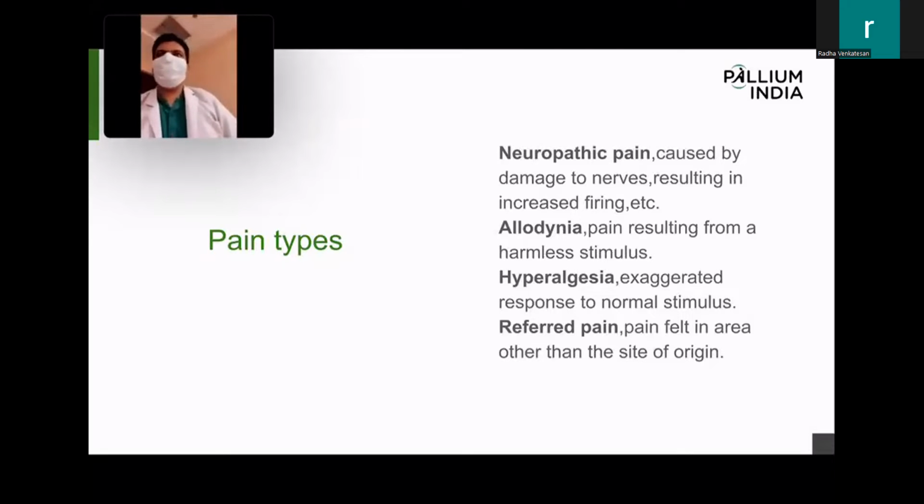Referred pain is pain felt in other areas. A common example is myocardial infarction, as all of us know. Even though it's pain in the chest, pain in the left arm or throat could also be myocardial infarction. And similarly, nowadays we do a lot of laparoscopic surgeries. Anyone who has had a laparoscopic procedure may complain of shoulder pain. That is because of the air under the diaphragm. That is another common example for you to understand what referred pain is.